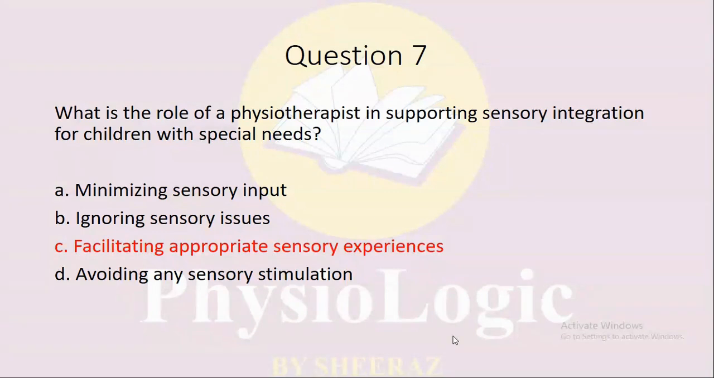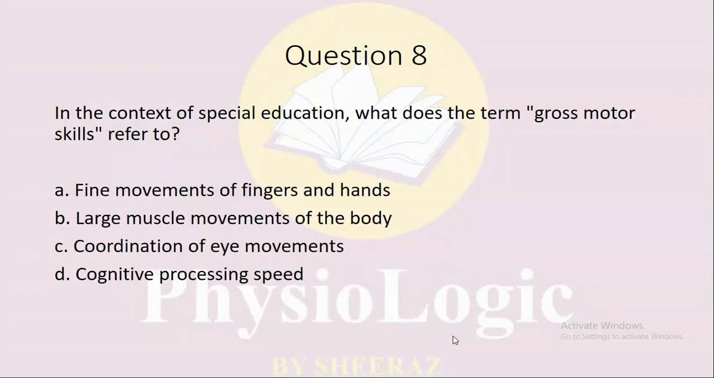So you have to facilitate the sensory experiences appropriately. Question number 8. In the context of special education, what does the term gross motor skills refer to? Option A, fine movements of fingers and hands. Option B, large muscle movement of the body. Option C, coordination of eye movements. And option D, cognitive processing speed.